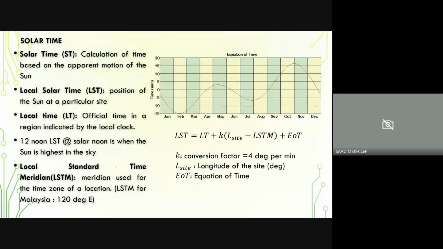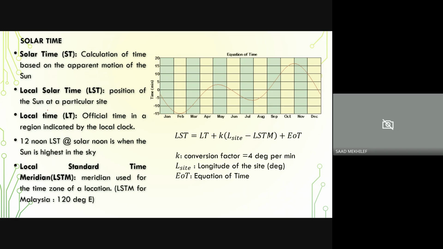Actually, when we want to size the PV systems, we always start with what we call solar time, ST. Everything has to be converted to solar time. For example, in India you use Indian Standard Time, in Australia the Australian Standard Time, and in America they have their own. So they have different time zones, and we know how these time zones are created.